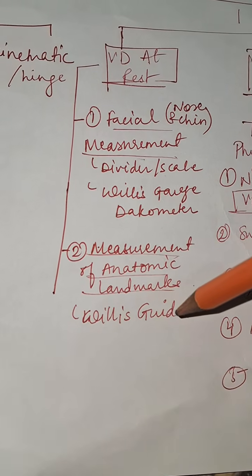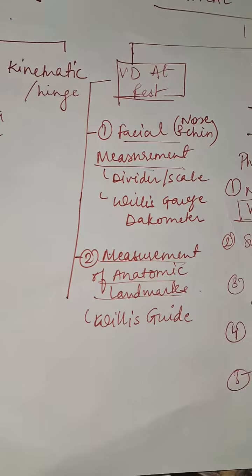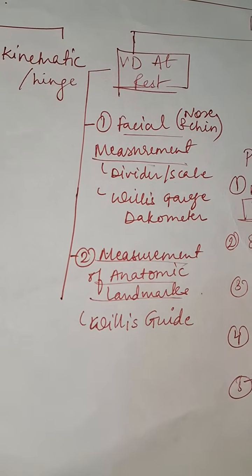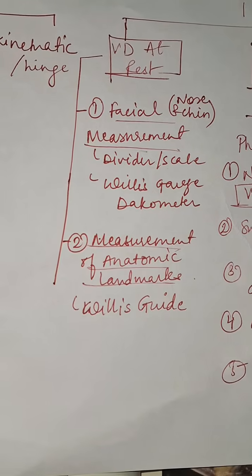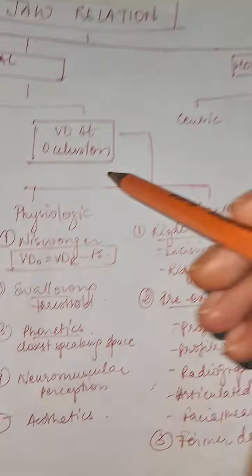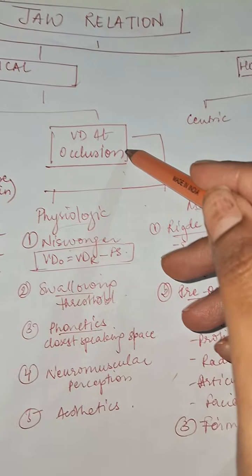And the second method is the Willis guide, in which we measure the distance from the corner of the eye or the pupil to the corner of the mouth, which is equal to the distance between the anterior nasal spine and the lower border of the mandible. Now at occlusion, there are two methods to measure the vertical dimension at occlusion.